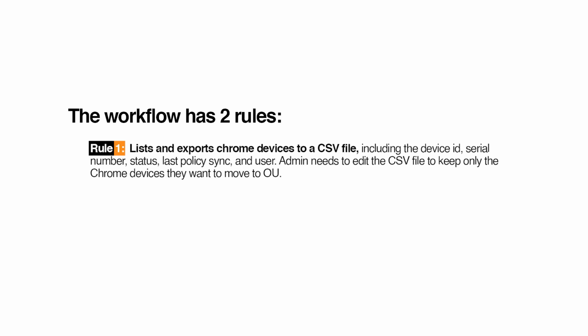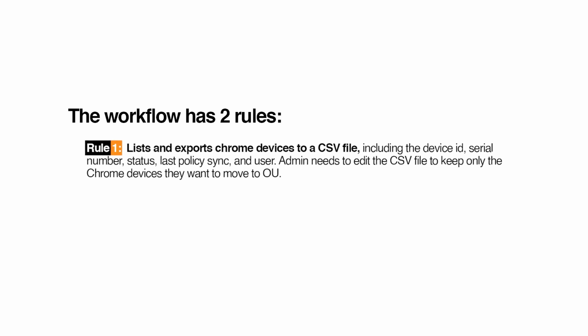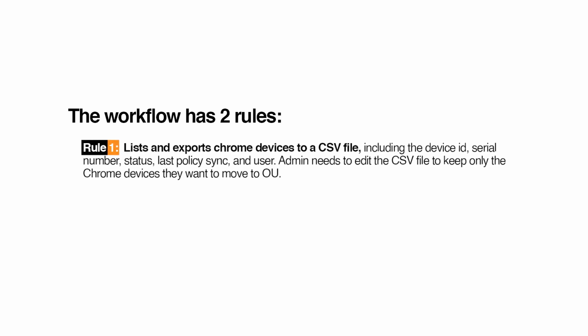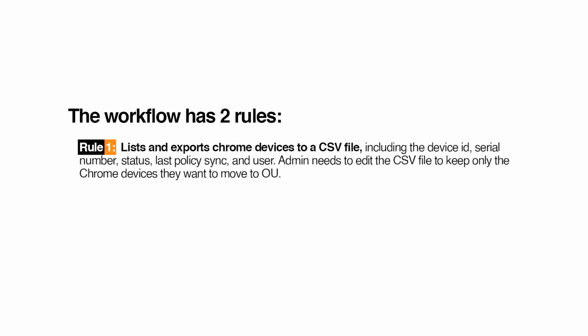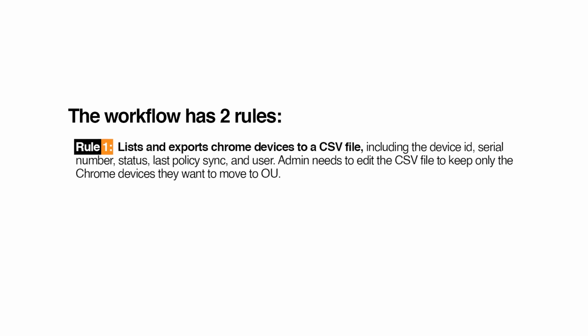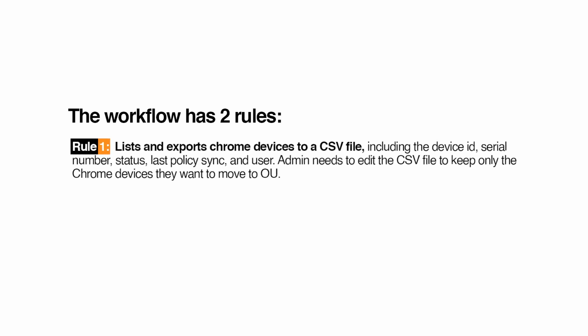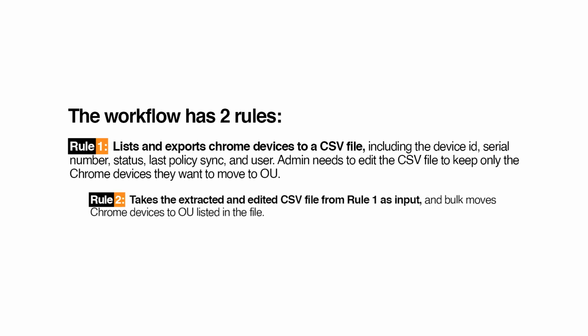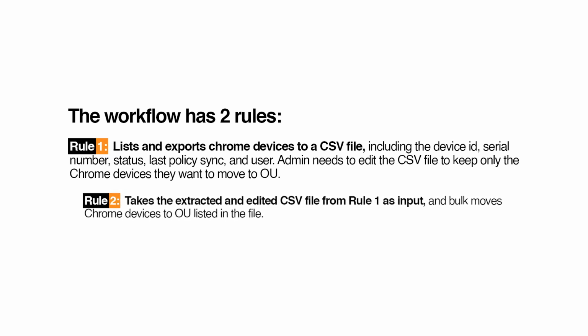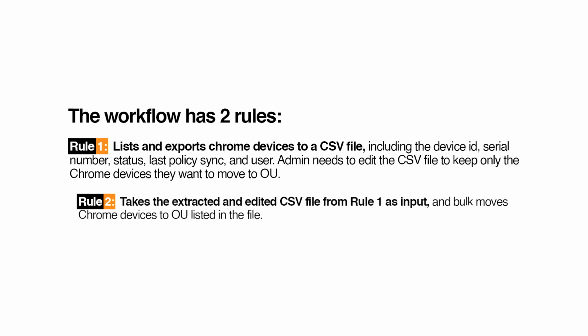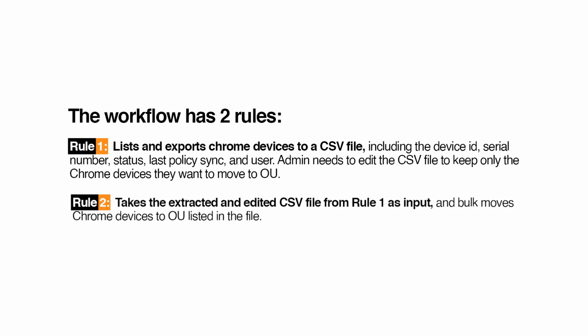Rule 1 lists and exports Chrome devices to a CSV file, including the device ID, serial number, status, last policy sync, and user. Admin needs to edit the CSV file to keep only the Chrome devices they want to move to OU. Rule 2 takes the extracted and edited CSV file from Rule 1 as input and bulk moves Chrome devices to OU listed in the file.